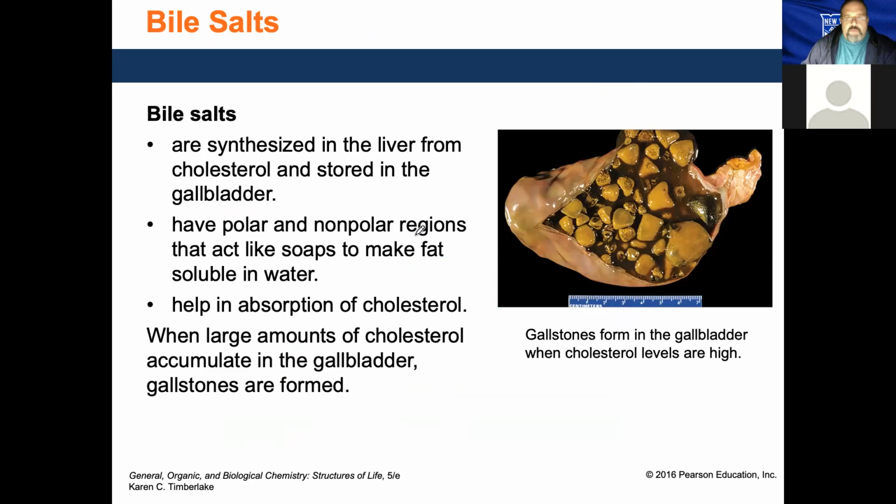Bile salts. So bile salts are another type of steroid. They are also synthesized in the liver. The liver plays a key role, all right? And they're actually made from cholesterol, and they're stored in the gallbladder. Now, bile salts actually have polar and nonpolar regions. So they can also interact with polar and nonpolar substances.